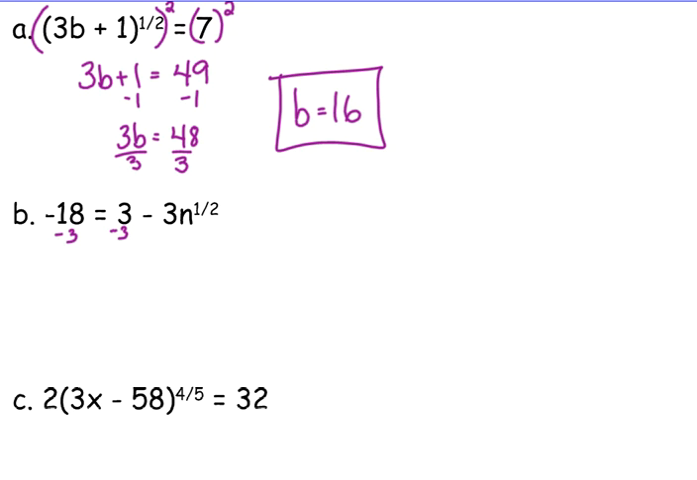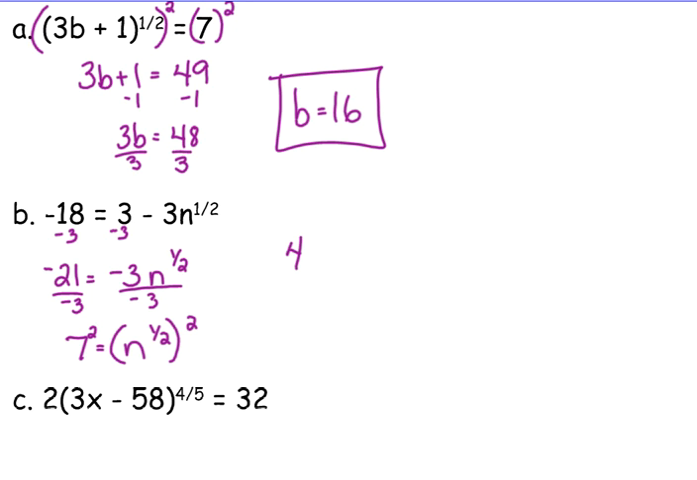So we're going to subtract 3 from both sides first. So we've got negative 21 is equal to negative 3 times n to the 1/2. Then we're going to divide by negative 3. So we get 7 is equal to n to the 1/2. Now we can finally raise both sides. We can square both sides. And we get 49 is equal to n.